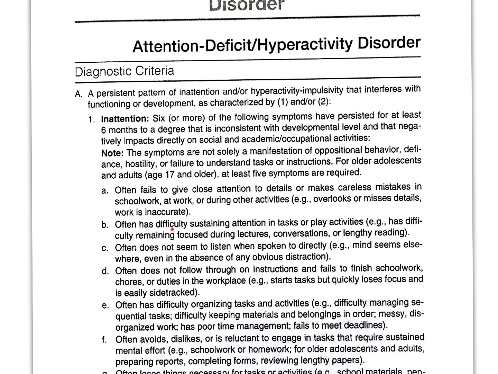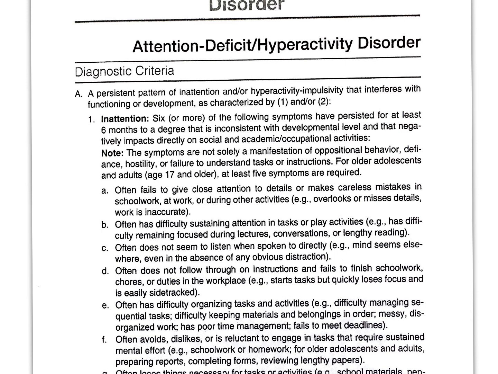Point B, often has difficulty sustaining attention in tasks or play activities. Example, having difficulty remaining focused during lectures, conversations, or lengthy reading. Point C, often does not seem to listen when spoken to directly. Mind seems elsewhere, even in the absence of any obvious distraction. And that is a point I like to refer to as hyper-focusing.